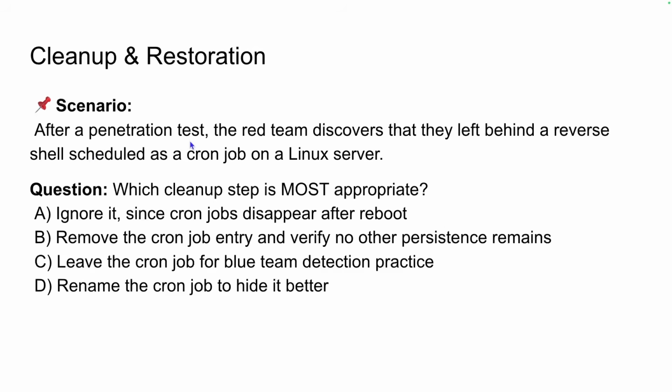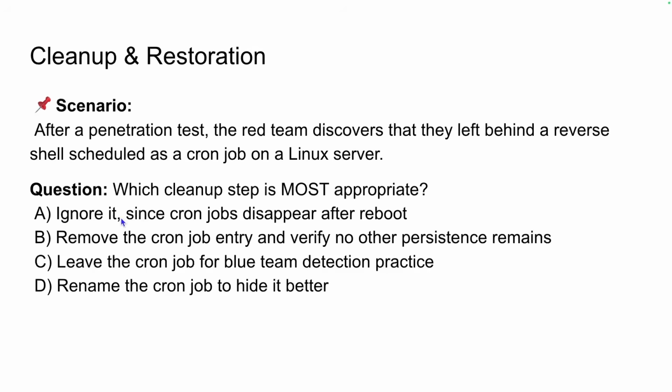Okay, so after a pen test, the red team discovers that they left behind a reverse shell scheduled as a cron job on a Linux server. So this was a scheduled task that they did not wipe. Which cleanup step is most appropriate? Ignore it. That is not the answer. I don't need to read the rest.